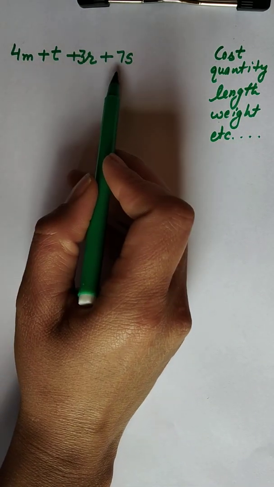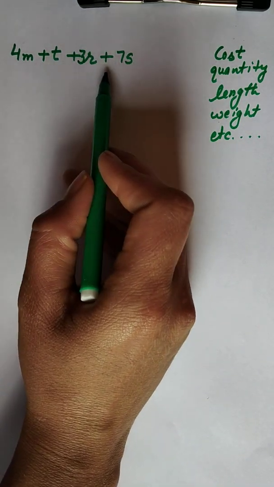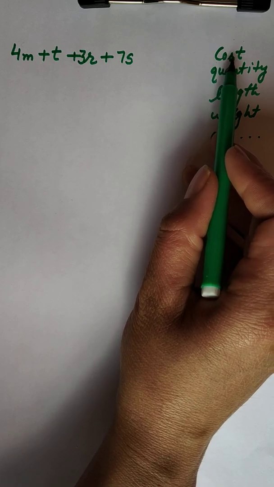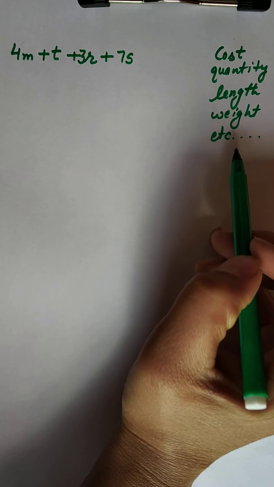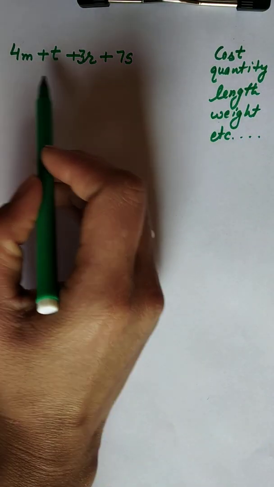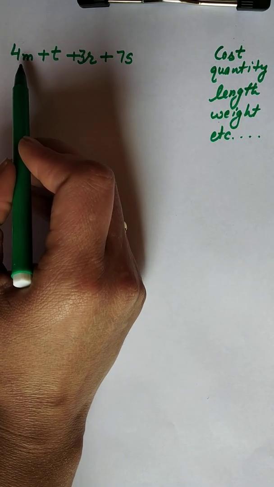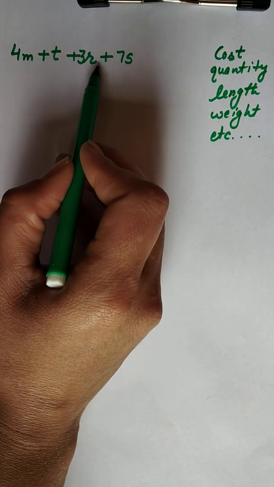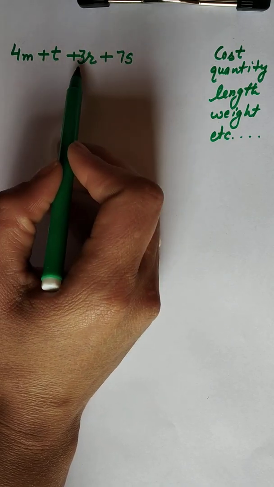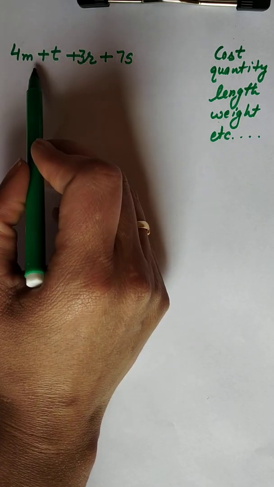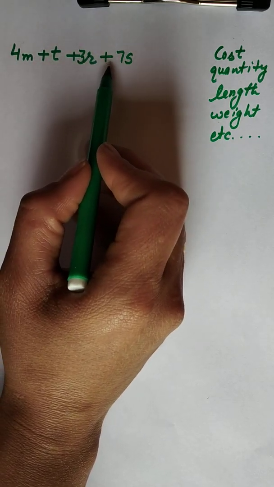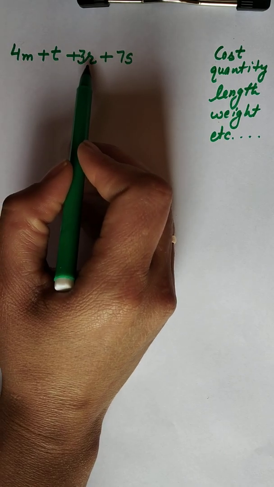Here I have an algebraic expression. This expression can be an expression for cost. It can be an expression for quantity or length or weight, etc. And this whole depends upon what we are using M, T, R and S for. If they all are representing costs, then the full expression is of cost. If they are representing quantity of something, then the full expression is for quantity.